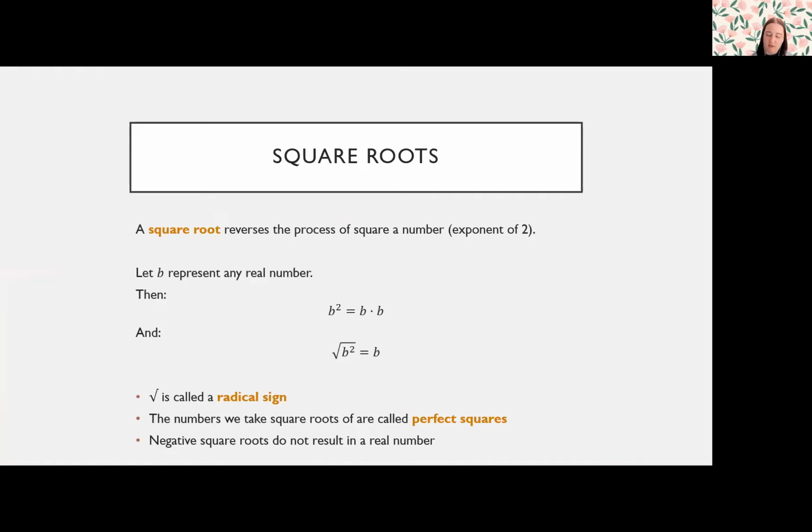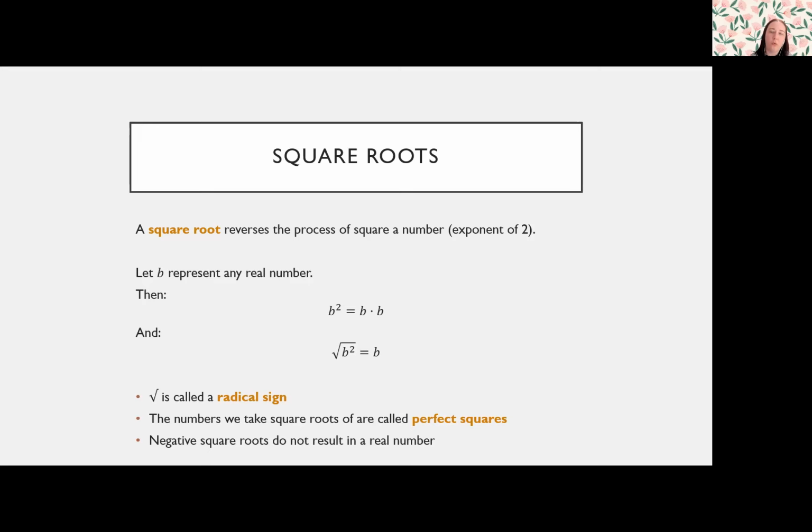So that's exponents. So moving on to square roots. Square roots reverse exponents, but specifically only exponents of 2. There are things that can reverse other exponents, but we don't cover that in this class. That would be something you would see in college algebra. Here we're focusing just on square roots.